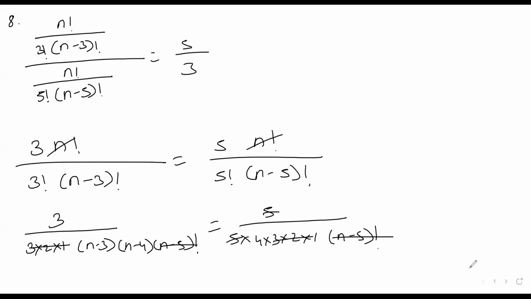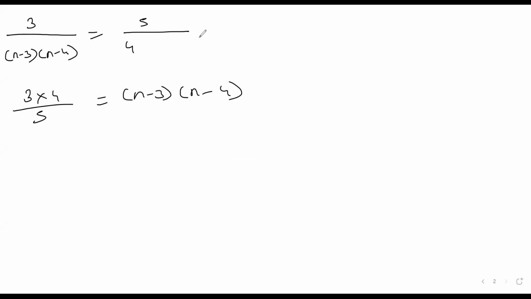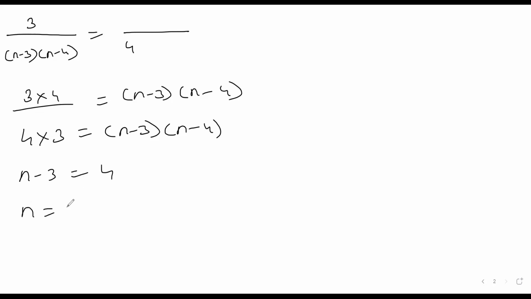Five is not there, sorry. This 5 is not there at all. This has already got cancelled. So I will get 4 into 3 is equal to n minus 3, n minus 4. These are two consecutive numbers. Obviously, n minus 3 is equal to 4. N will be equal to 7.